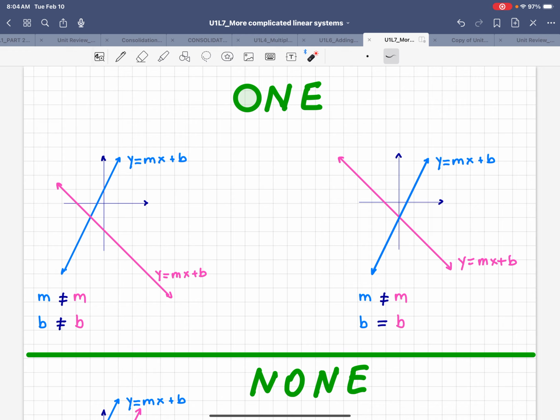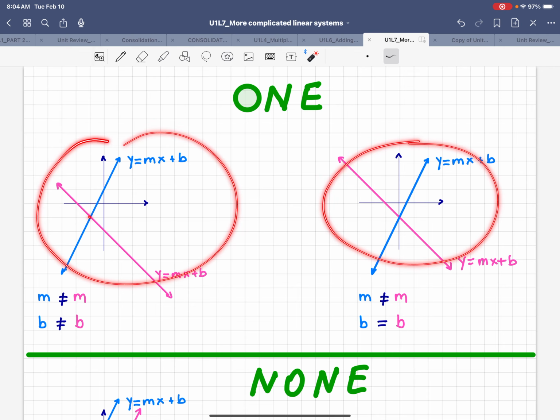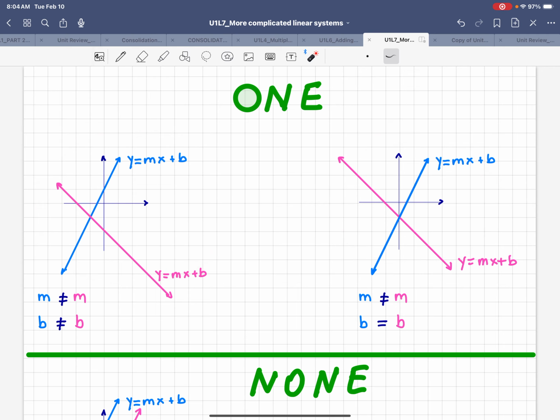As you can see here in the first two examples, these two lines have one point of intersection. If you were to analyze the equations, like the slopes and the y-intercepts of each equation, then you would say that the slopes are different. Obviously, you can see that the steepnesses are different. So that means that the slopes are different. And in the meantime, the y-intercept is also different. So that will give the system one solution.